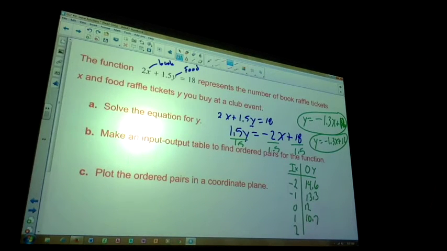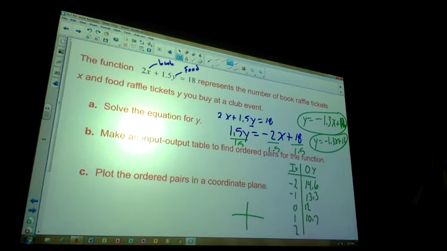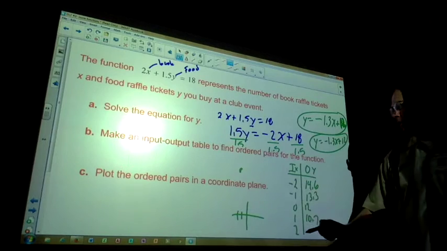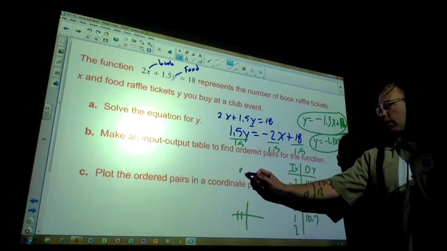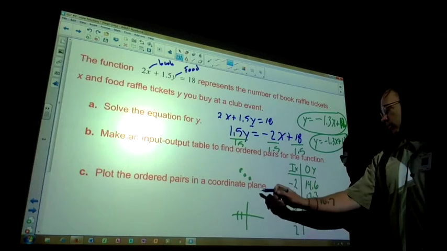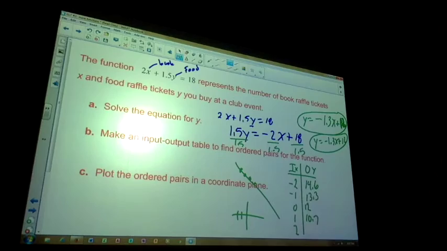Plot the ordered pairs on a coordinate plane. So make an xy axis and plot it. -2, 14.6. -1, 13.3. 0, 12. 1. There we go. That's kind of what our graph would look like.